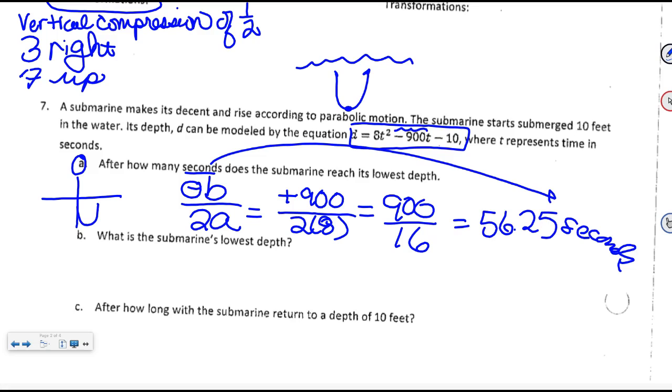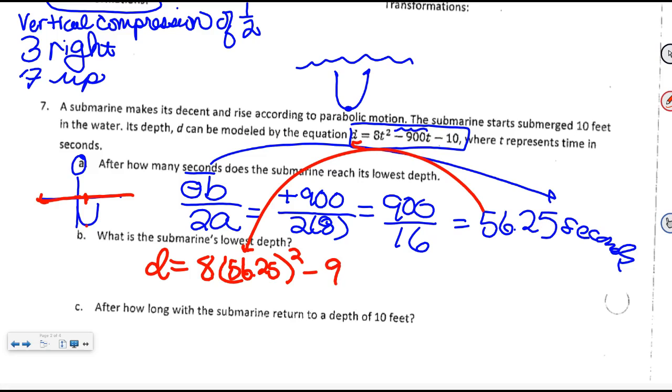Until it reaches. So if I were graphing this, and this was now time instead of x, I would have gone right here to 56.25, and that's when it bottoms out. How low did it get? That's its depth, and the equation says the depth is equal to 8 times time squared, again, we're just putting this in for the t, minus 900 times the time, and then minus 10. So you just go to your calculator and enter that.